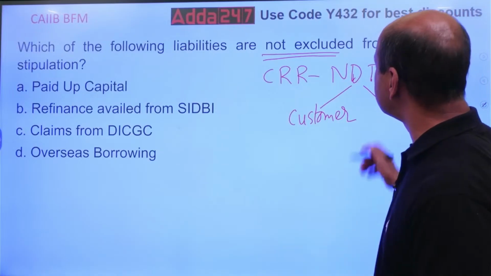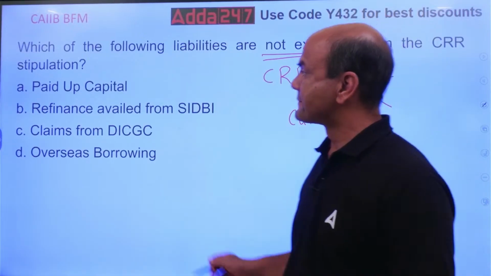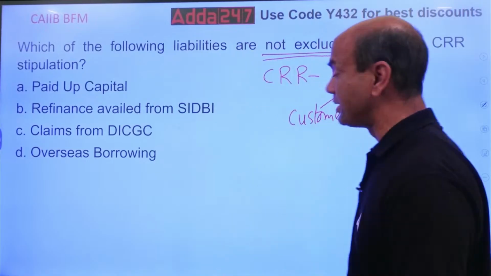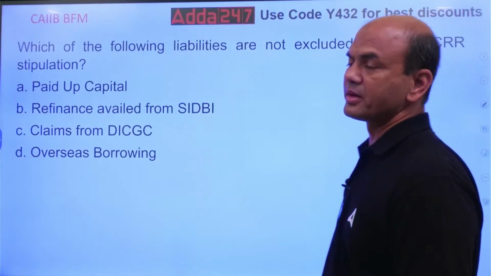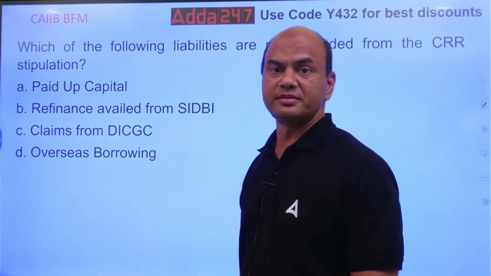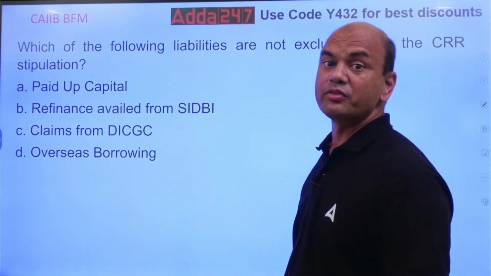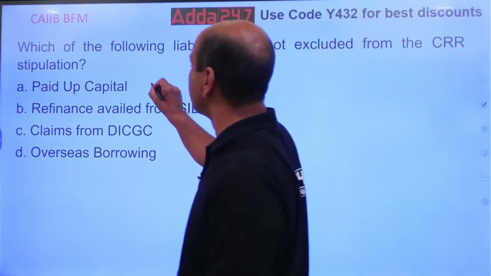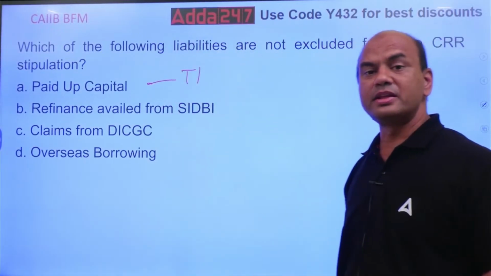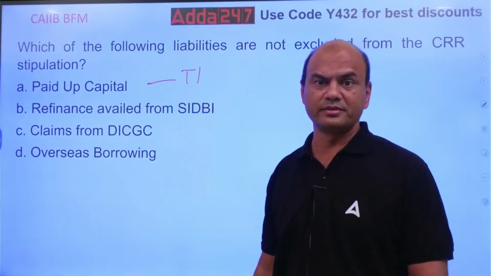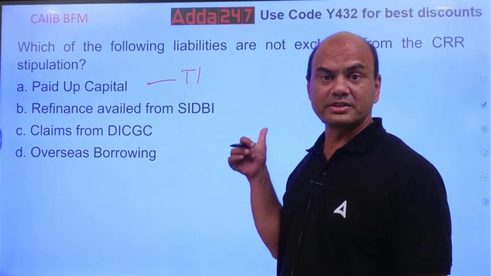So what do we include in these demand and term liabilities then? Paid up capital. Is it a part of demand and term liabilities? Let's see one by one. Paid up capital is a part of capital, tier 1 capital. This is not the part of your business. Paid up capital is not the part of your business. It's a part of your capital. So that's why this will never be included in your CRR calculations.